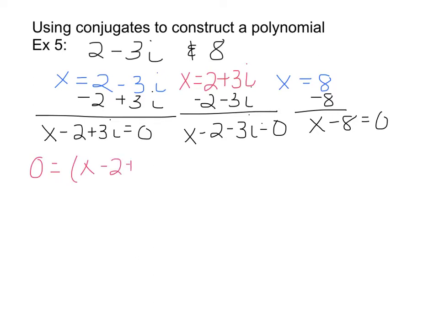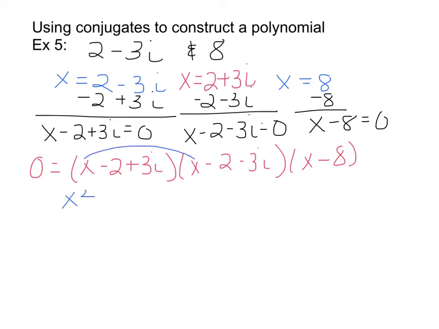So x minus 2 plus 3i is going to be multiplied with x minus 2 minus 3i, which is then going to be multiplied by x minus 8. It is easiest for you to start multiplying the conjugates because conjugates make things cancel out. So we're going to start with x times x. That gives us x squared. X times minus 2 gives me minus 2x. X times minus 3i gives me minus 3ix. It doesn't matter what order you write that in, just make sure you have it all. Move on to the next.